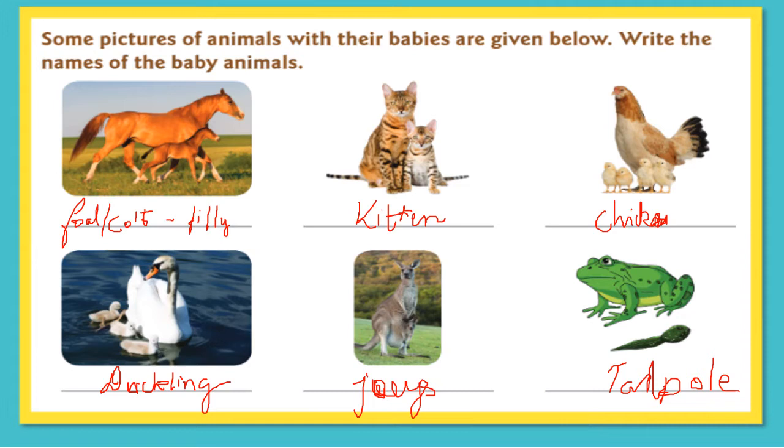It's FOAL or COLT. If it is a female, it's filly, FILLY. Here, the younger one, it's kitten, KITTEN. And here it's chick, CHICK. Here it's duckling, DUCKLING. Here it's joeys, JOEYS. And then here it's tadpole, TADPOLE. Alright?